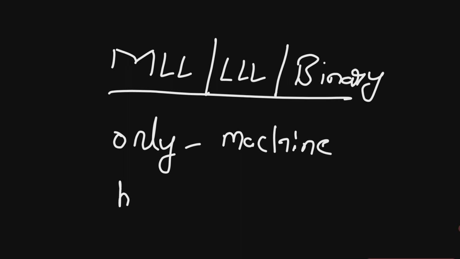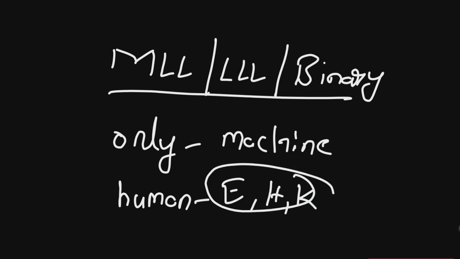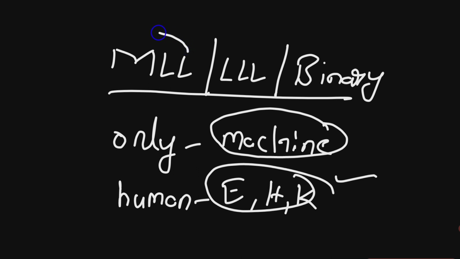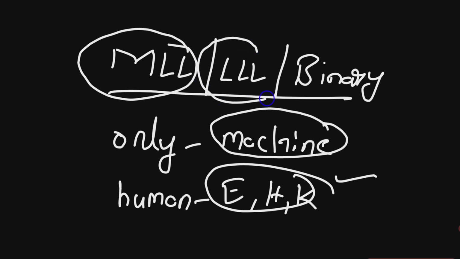So I am a human being. I can understand English, Hindi, Kannada. These are the three languages in which I can write and read. But our machine or our computer or our mobile can understand only this language, that is machine level language. That's why it is called the low level language. It is the lowest level of language that machines can understand. That is called machine level language.